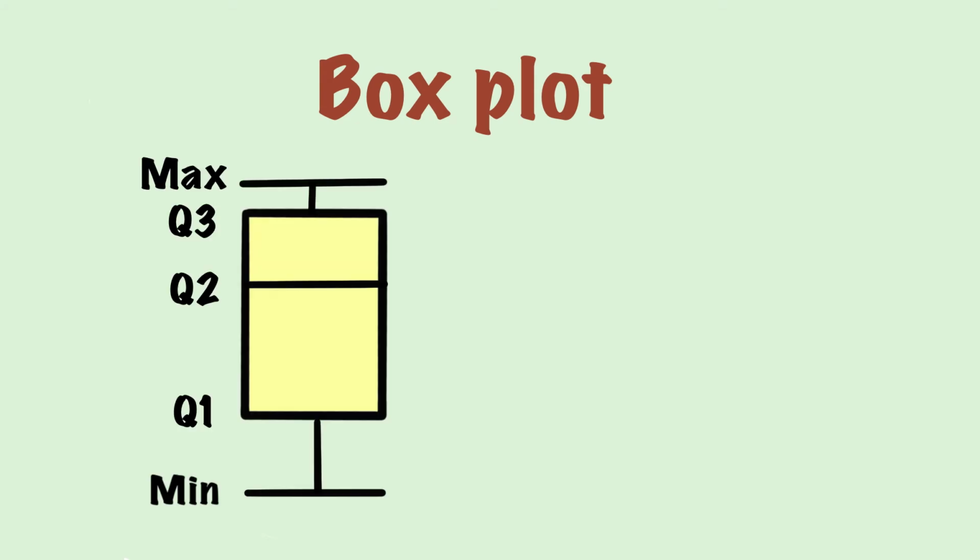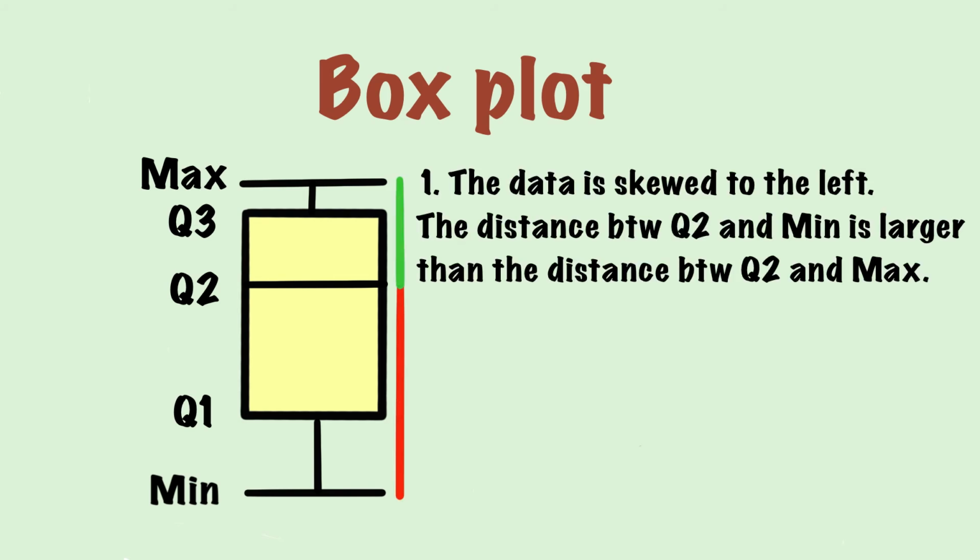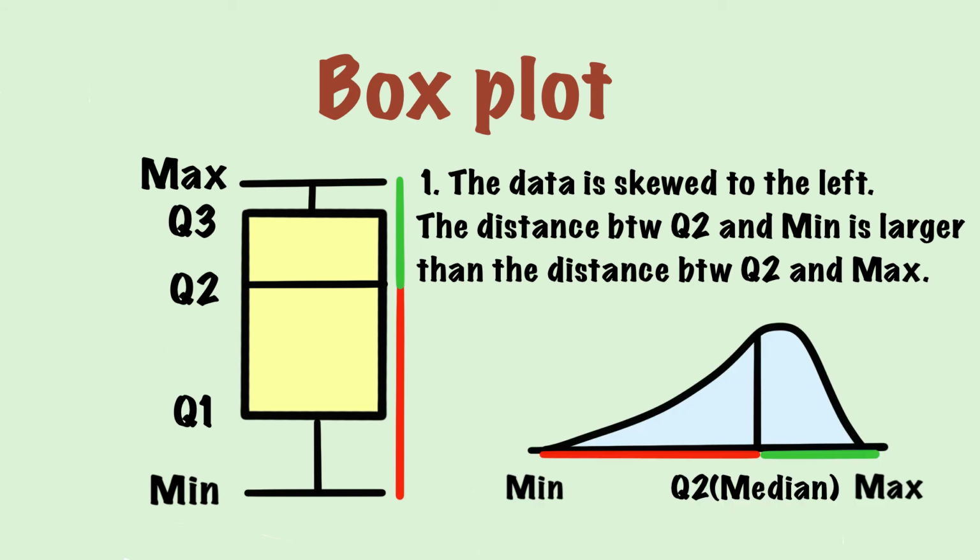Since we now understand the concept of quartile, I want to briefly introduce the boxplot so you know how to interpret the numbers on it. There are 5 numbers on the boxplot, which are minima, quartile 1, quartile 2, quartile 3, and maxima. Fortunately, we can infer the distribution of data from the boxplot. First, the data is skewed to the left, since the distance between Q2 and minima is larger than the distance between Q2 and maxima. Q2 is the median, which is an unbiased center of data. So, the distribution will be something like this.